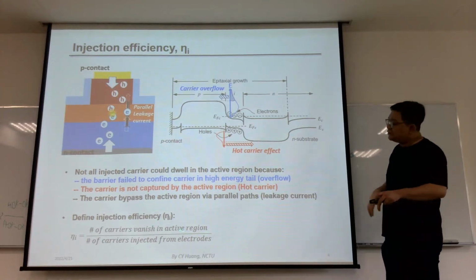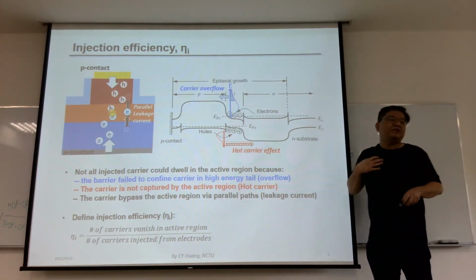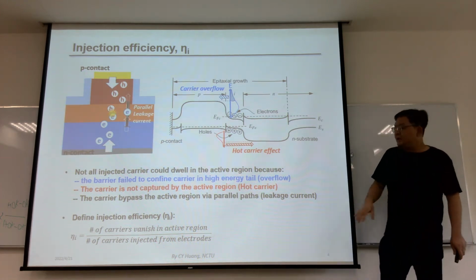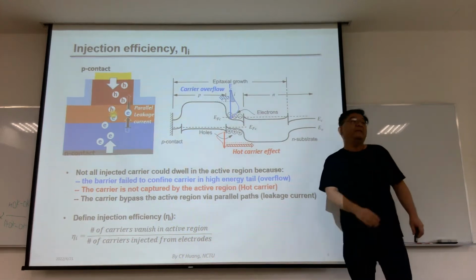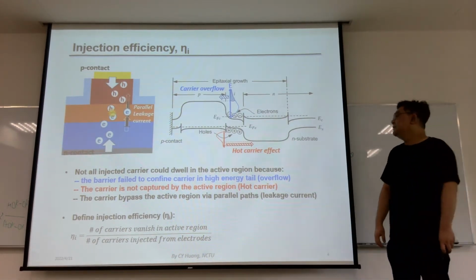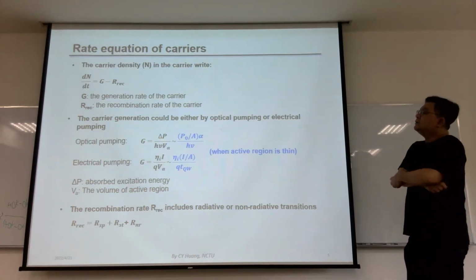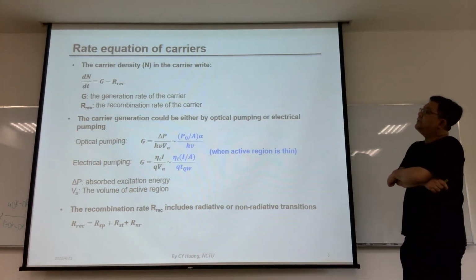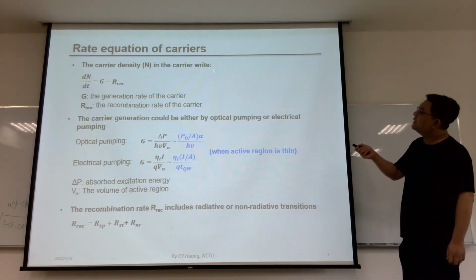Now we have explained why this injection efficiency might not be 1. There are so many mechanisms, one, two, three, or even more, to explain why carriers are not captured by the active region. Okay, so now we can consider the carrier density in the quantum well.